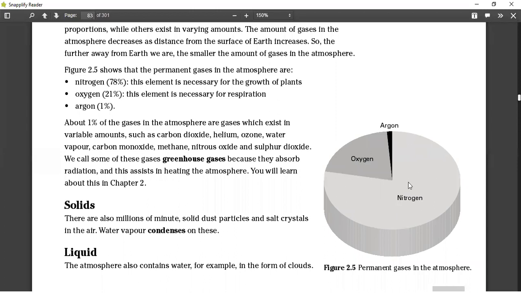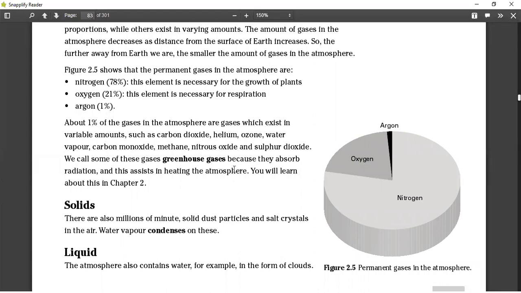So these percentages actually allow for people to live on Earth. Right, about 1% of the gases in the atmosphere are gases which exist in variable amounts, such as carbon dioxide, helium, ozone, water vapor, carbon monoxide, methane, nitrous oxide, and sulfur dioxide. We call some of these gases greenhouse gases.